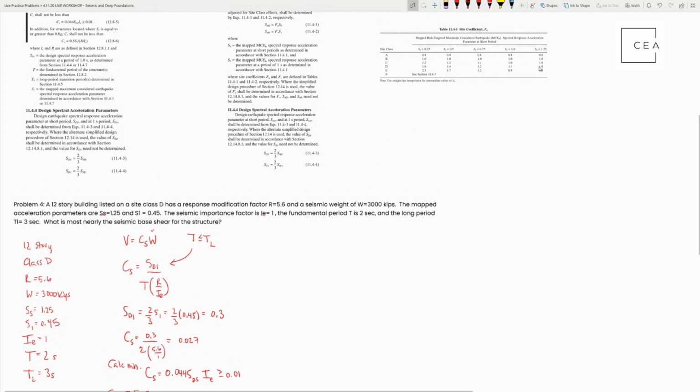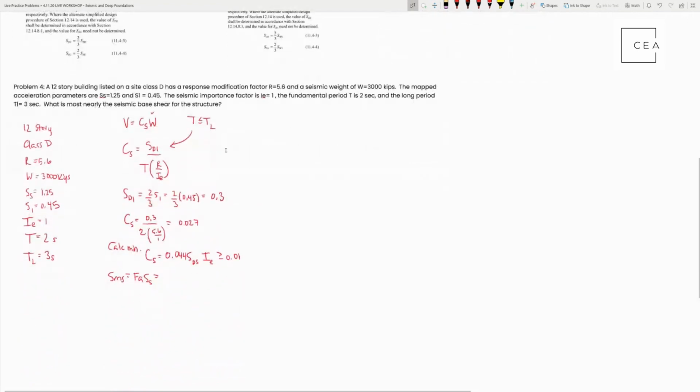Okay, hopefully you can see this up here. 1.0. So if you're going to solve for SMS, your FA is 1 and your SS is 1.25. Mark, am I missing anything? You checking me? No, you're doing great. All right, let's keep going.